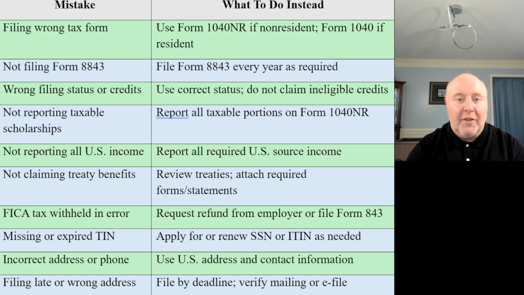The final one that I want to mention is filing late. Filing late can be a pretty big issue. Remember, you're looking at generally April 15th if you have U.S. source income, otherwise you're looking at June 15th. You want to make sure that you're getting that filed so that you're avoiding any types of notices or late fees or penalties or anything like that.